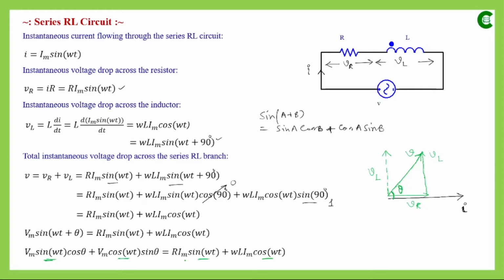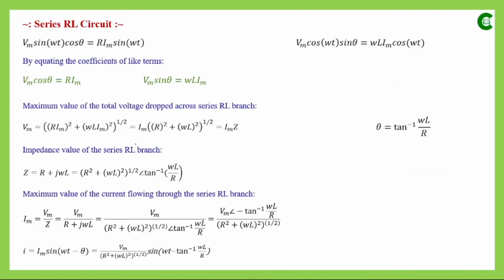So if we equate the coefficient similarly for the cos omega t also, then the relationship that we will get is Vm cos theta equal to R Im, and from the other part, from the cos omega t, it will be Vm sin theta equal to omega L Im, and that has been written here in the next line. Now our next task is to find the value of that phase angle which is not 90 degrees.